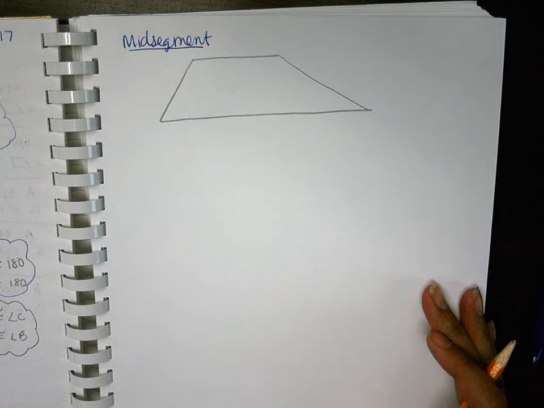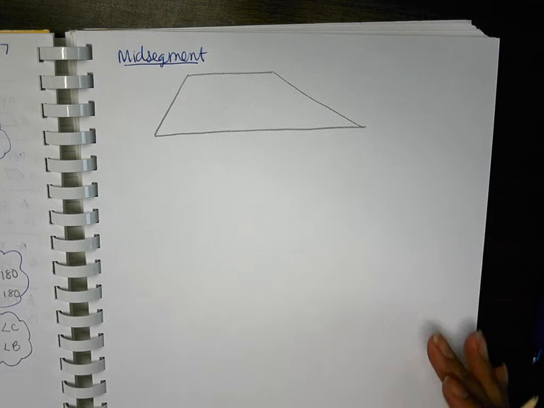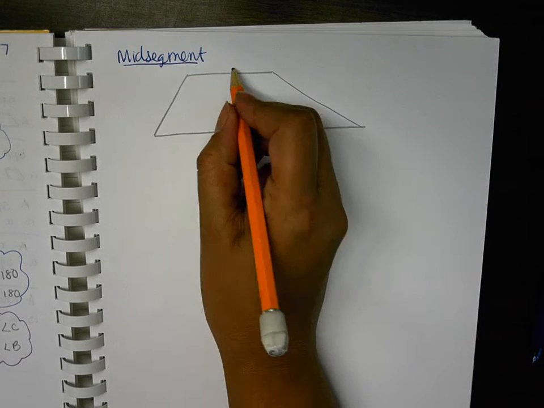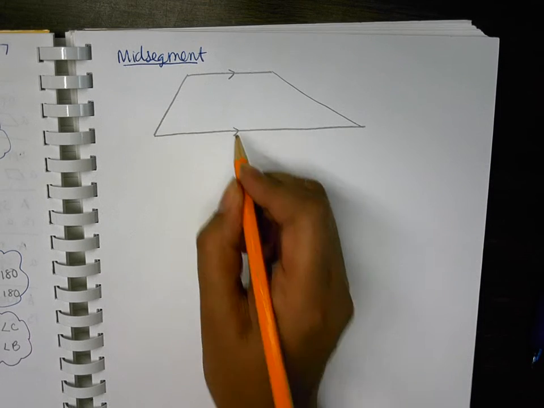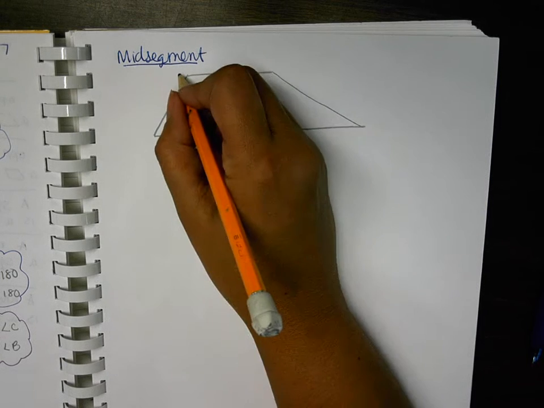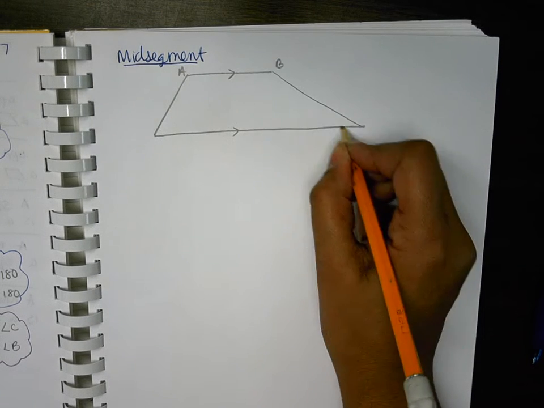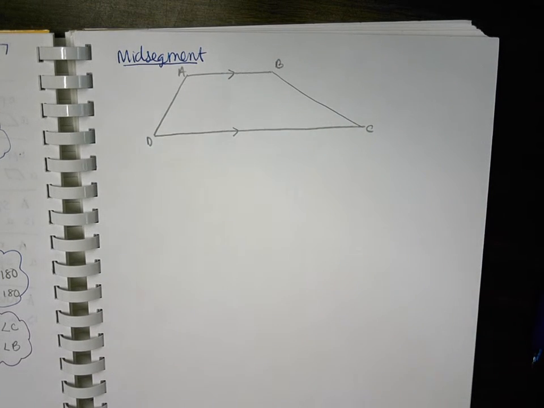Okay. For the mid-segment to work, it just has to be a trapezoid. It doesn't have to be an isosceles trapezoid, just a trapezoid. A, B, C, and D.